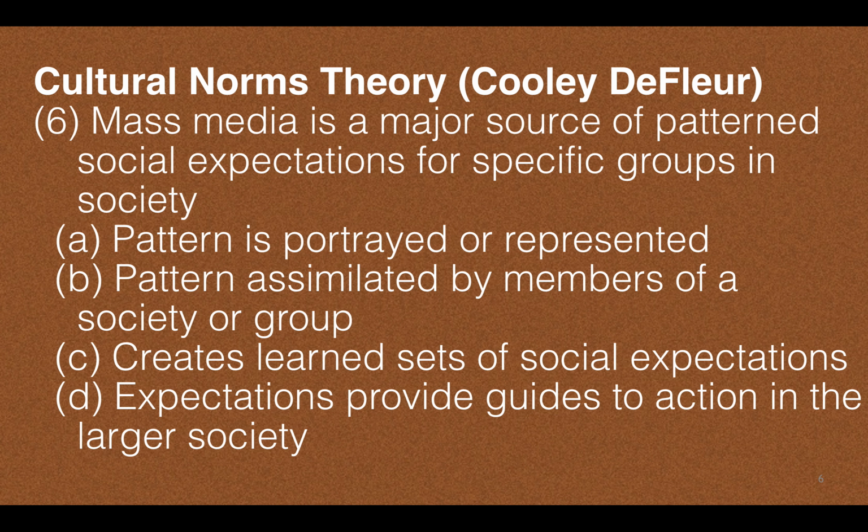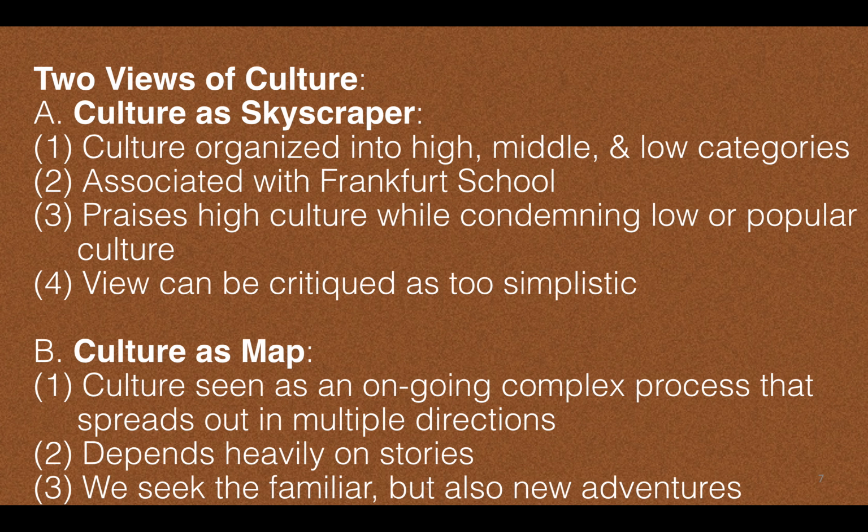For social control. In terms of cultural norms theory, a final point is mass media is a major source of patterned social expectations for specific groups in society. The pattern is portrayed or represented. This pattern is assimilated by members of a society or group. These patterns create learned sets of social expectations, and finally, expectations provide guides to action in the larger society.